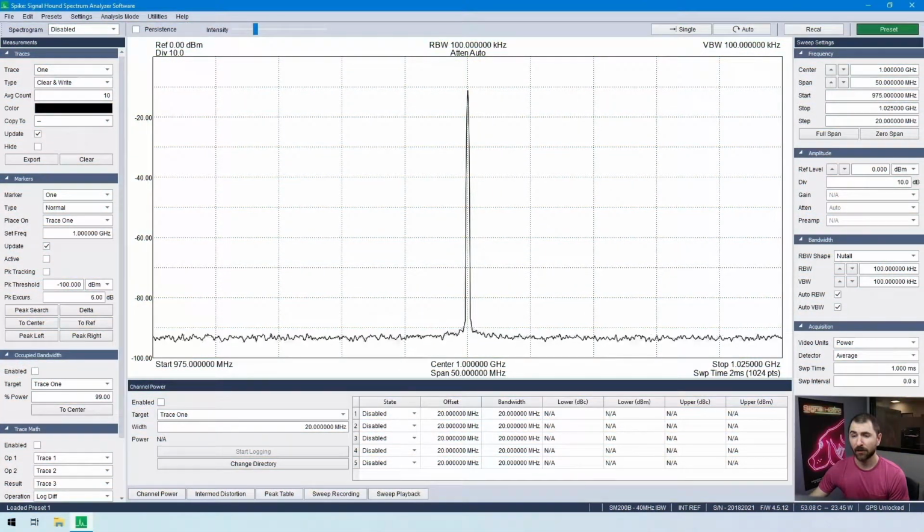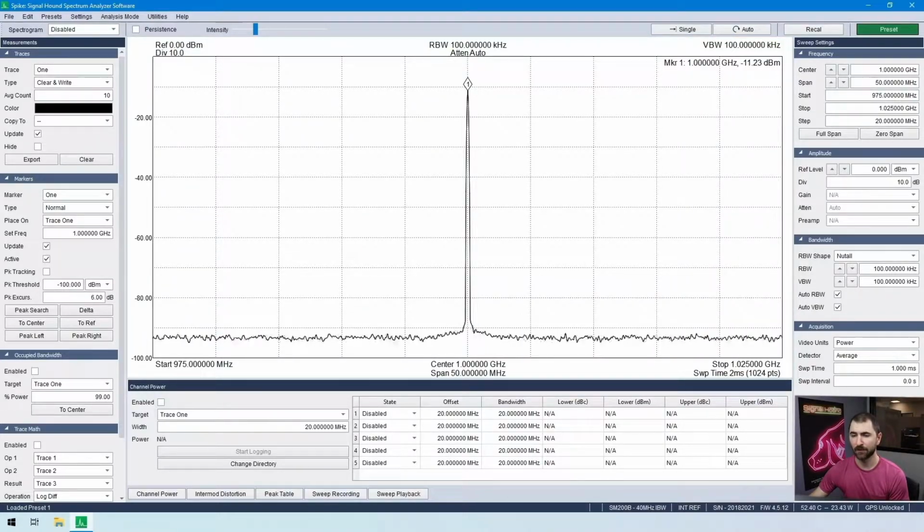The most common way to make power measurements with a spectrum analyzer is to use the trace marker. In the Spike software, a marker can be placed by clicking anywhere on the graticule or by pressing the peak search button. The marker provides the user with a frequency and power at that sweep bin location.